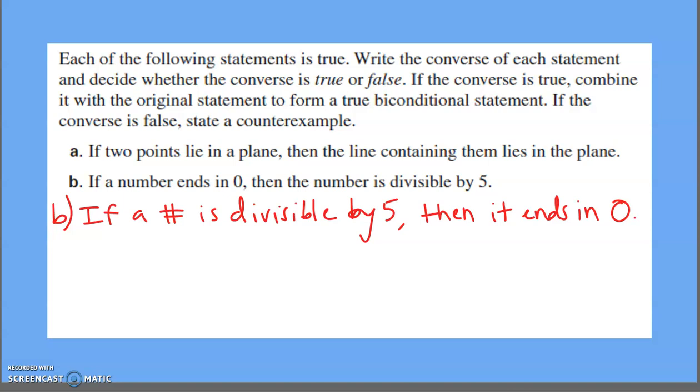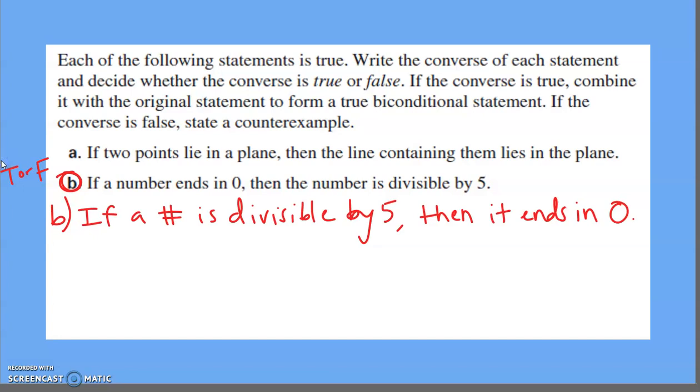First, let's assess the truth value of the conditional statement. Is this true or false? If a number ends in 0, then it's divisible by 5. I think that this statement is true. Okay, I cannot think of a single number that ends in 0 that's not divisible by 5. I cannot think of a counterexample.